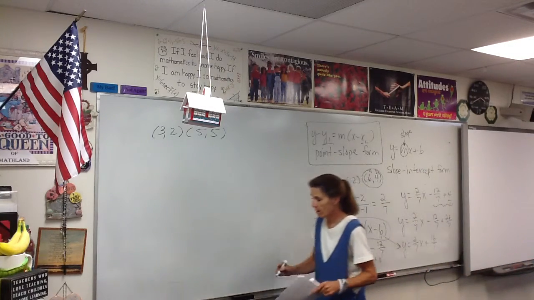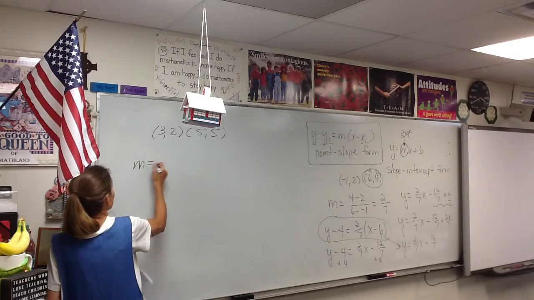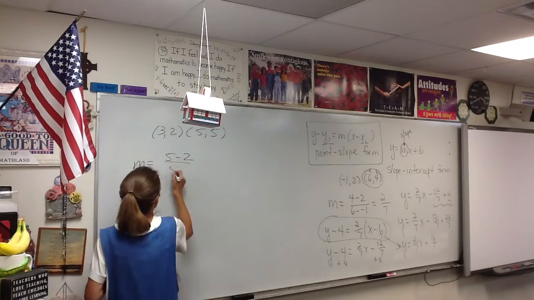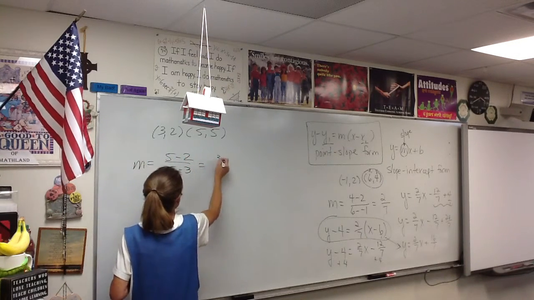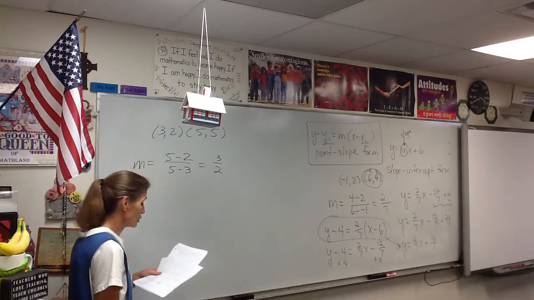Craig, what's step 1? Find slope. Bingo. Did you already do that? Yeah. Did you get 3 halves? Uh-huh. Okay, super. Good job.